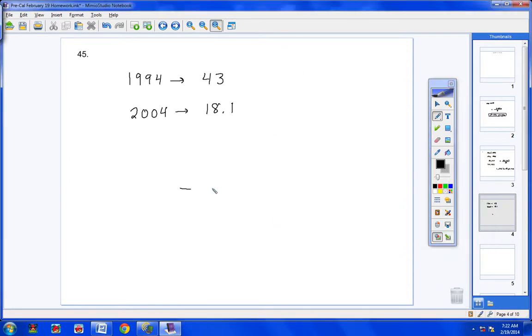After we've put our negative sign, let's put our fraction up top. We're going to see that the decrease from 43 to 18.1, if you subtract those two numbers, is 24.9. And that was over the course of how many years? Well, from 1994 to 2004 is 10 years. So if you type into your calculator 24.9 divided by 10, you will get out negative 2.49.